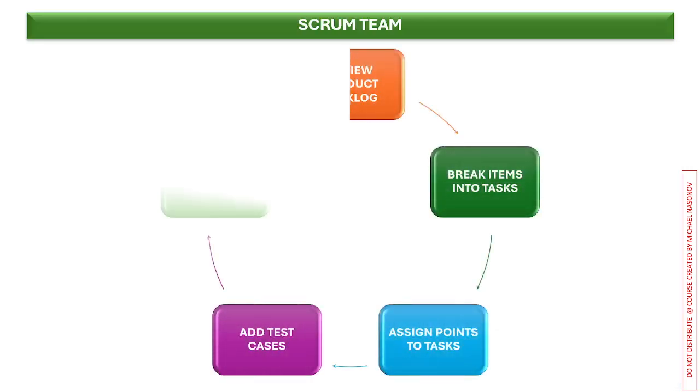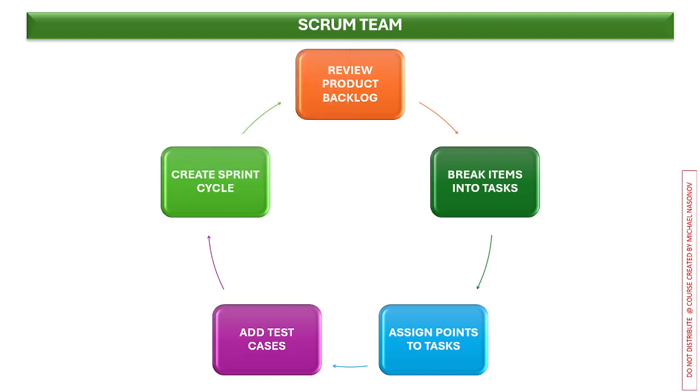So overall, to sum up, the Scrum team reviews the product backlog delivered and delegated by the product owner, then breaks items into tasks in JIRA. We're talking about JIRA now. Then it assigns points to tasks, adds test cases, and creates a sprint cycle to execute it.